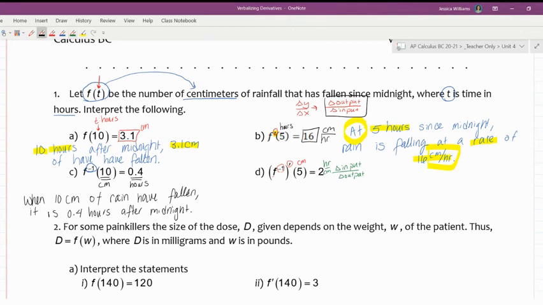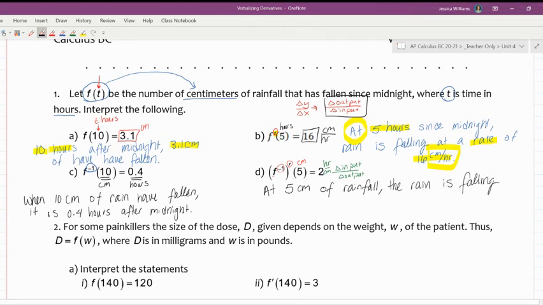So here we go. Again, it's a derivative, so I'm going to use my fancy word "at." It's going to hurt. You ready? At 5 centimeters of rainfall. So at the instant in time when there are 5 centimeters of rain on the ground, or into the ground, I guess they would soak in. I'm going to use the word rate. So I guess I need to say the rain is falling at a rate of, I'm just going to write it, 2 hours per centimeter.